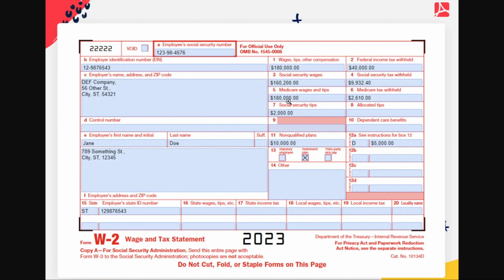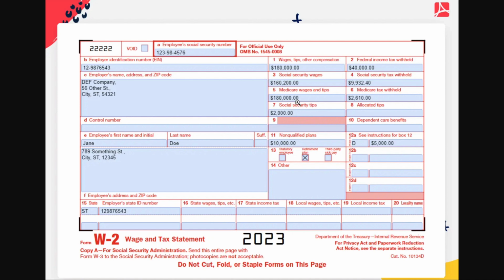In this example, it is $180,000. Box 6 represents and displays the total number of Medicare tax withheld from your earning. Like Social Security tax, this is also a percentage of your Medicare wages. So once again, you see that Social Security wages withheld in this example is $9,932.40 and Medicare tax withheld is $2,610. Box 7 represents here Social Security tips, which is $2,000, which is tips reported to your employer.